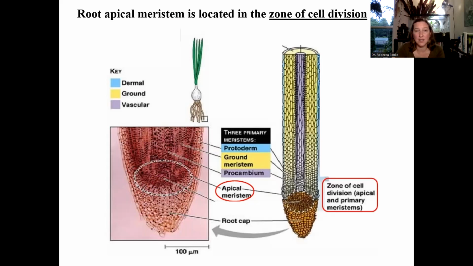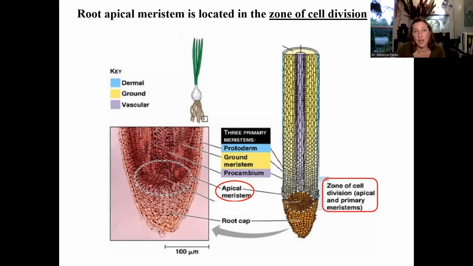What's nice about this slide is the 3 primary meristems, protoderm, ground meristem, and procambium. You see they have color coded them blue, yellow, and purple. What's nice about that is it shows you, look at that key on the left. So the protoderm is going to be making the dermal tissues, for example, epidermis. Ground meristem is going to make the ground tissues, which are shown here in yellow, cortex and pith. And the procambium, which is shown here in purple, is going to make, if you look at the key, vascular tissue, xylem, and phloem. So that's why I like this slide a lot.